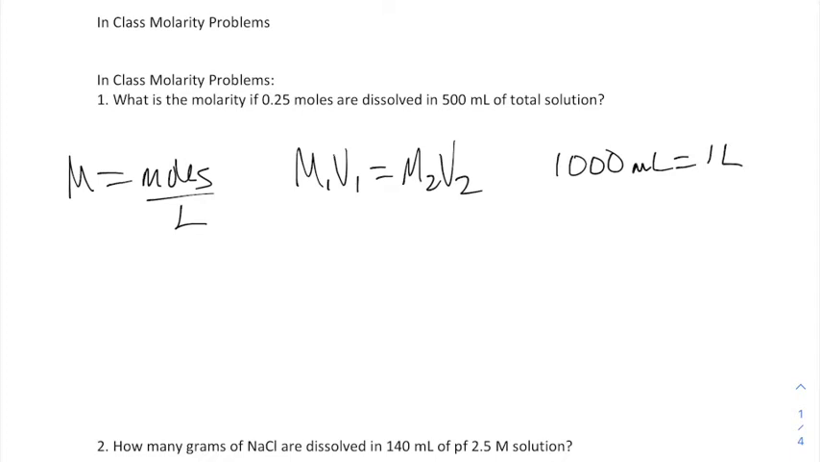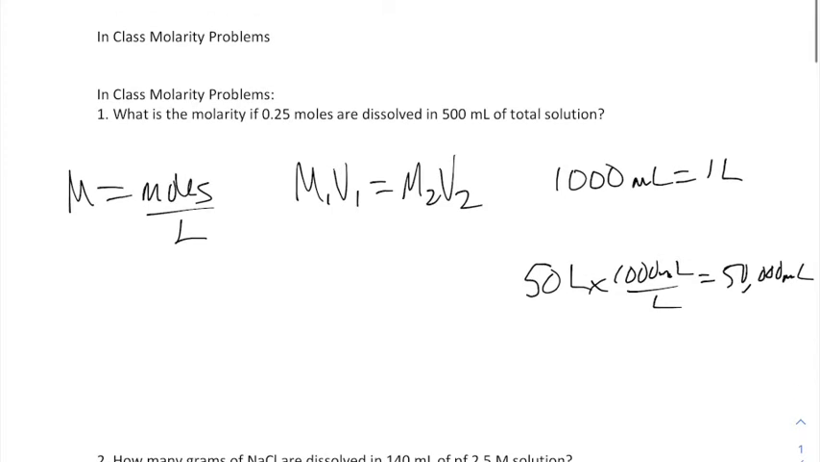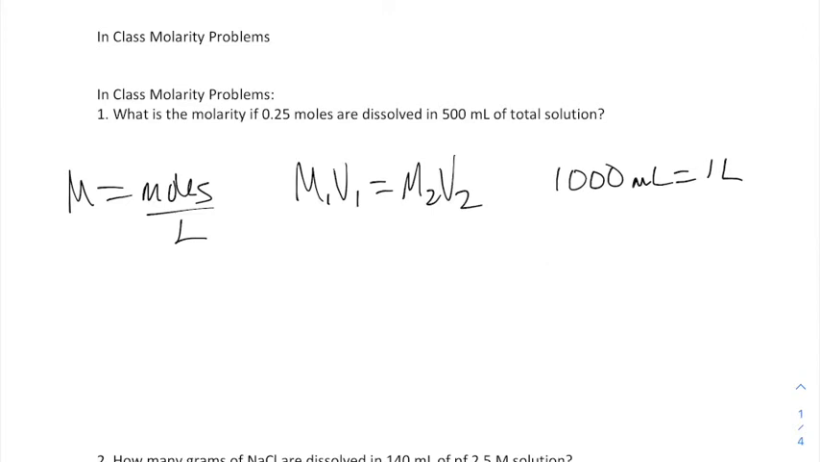So if I have 50 liters, then I can multiply that by 1,000 milliliters per liter and get 50,000 milliliters. Or if I have 50 milliliters, then it would be times 1 liter per 1,000 milliliters to be 0.05 liters.